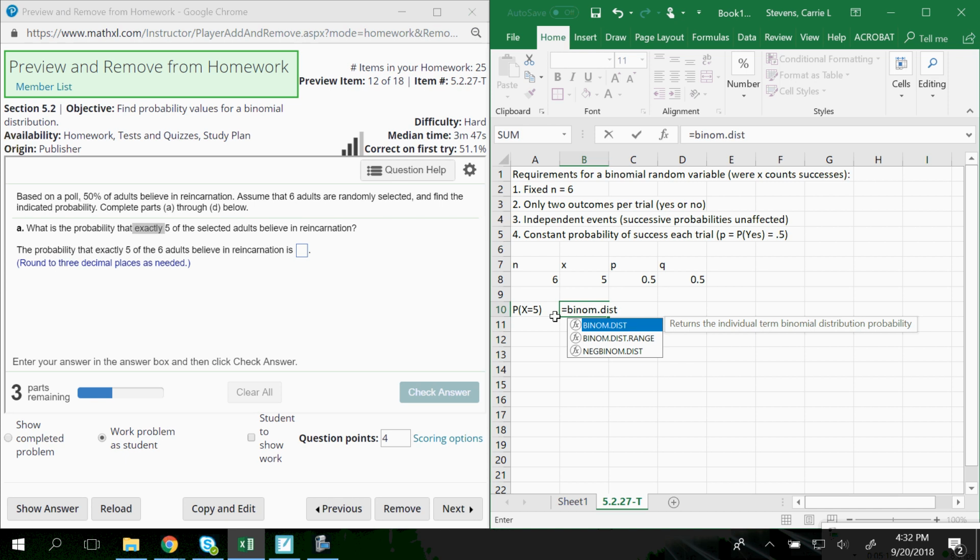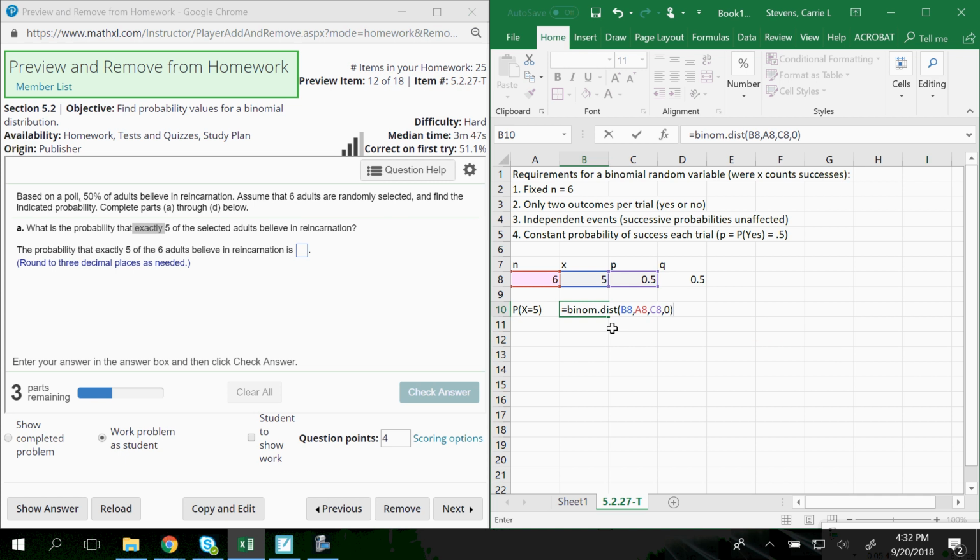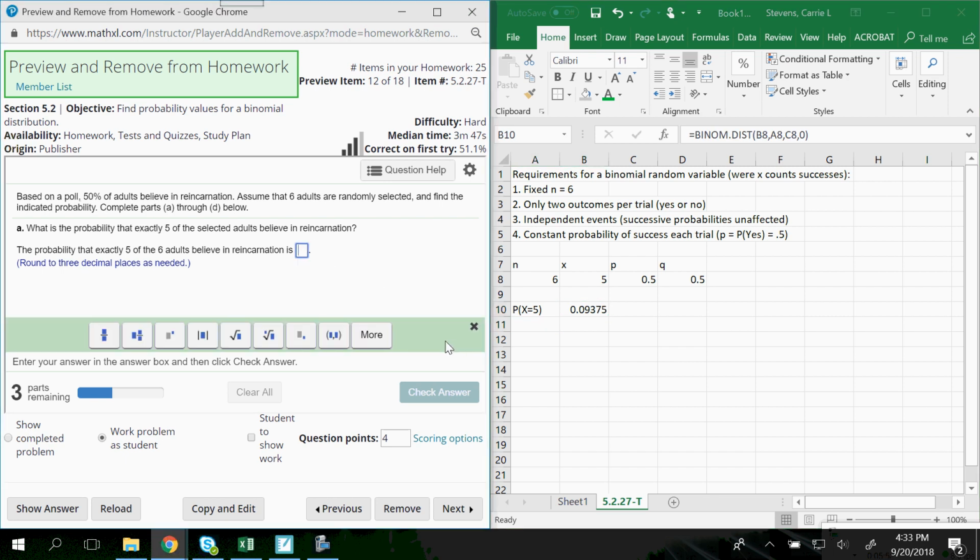In Excel, it's binom.dist. It first wants the number of successes, which is 5, then the number of trials, which is 6, then the probability of success. It'll automatically figure out Q for us by doing 1 minus P, and then whether we want it to be cumulative or not, and the fact that it says exactly 5, we will not want this to be cumulative. So you can either double click false or just choose 0, which means no for cumulative. There we go.